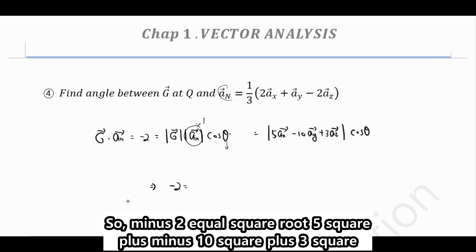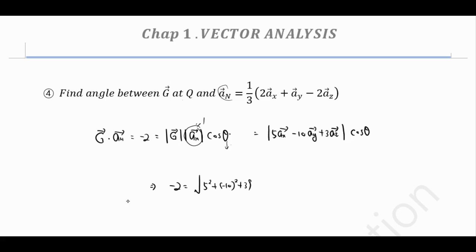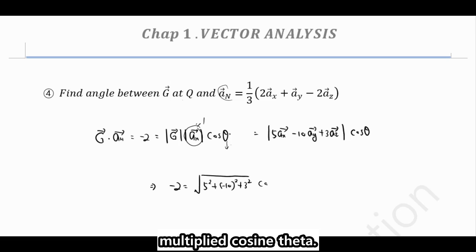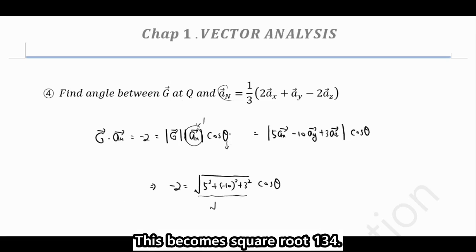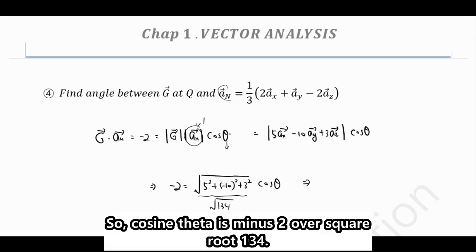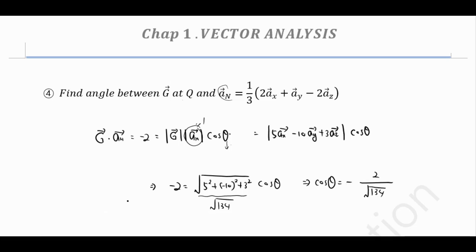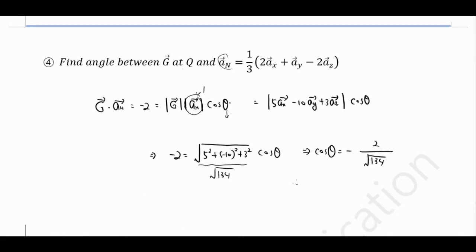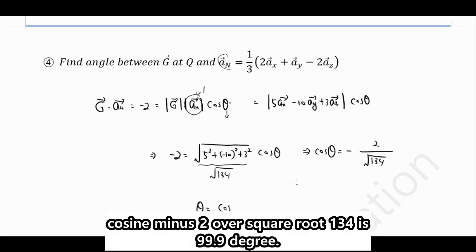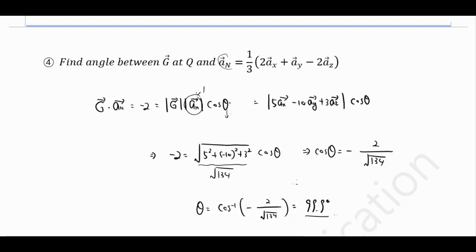So minus 2 equals the square root of 5 squared plus minus 10 squared plus 3 squared, multiplied by cosine theta. This becomes square root 134. So cosine theta is minus 2 over square root 134. So theta is the arc cosine of minus 2 over square root 134, which is 99.9 degrees. This is the answer.